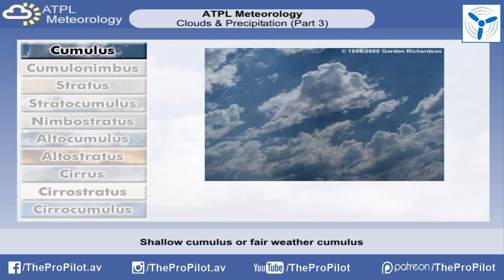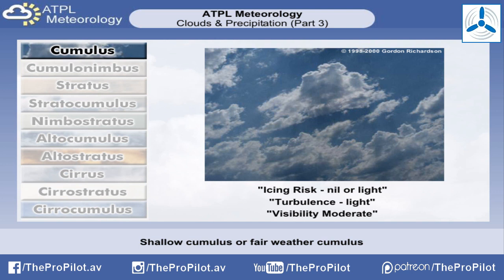If the cumulus cloud is fairly shallow, it probably consists mostly of water droplets. The icing risk is therefore minimal, and turbulence in that cloud will be light. Visibility in the cloud will be moderate. This cloud is usually found within the first few hours after sunrise, and is frequently termed fair weather cumulus. There is also very little chance of precipitation from this type of cloud.